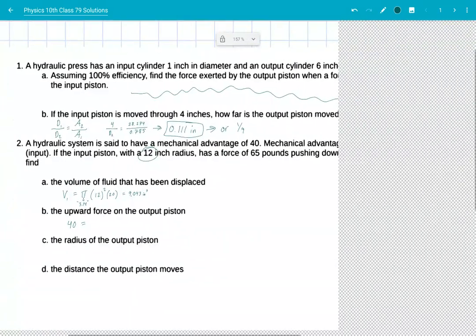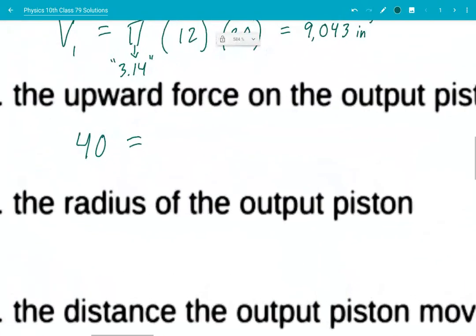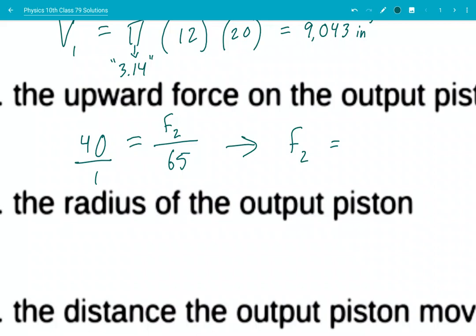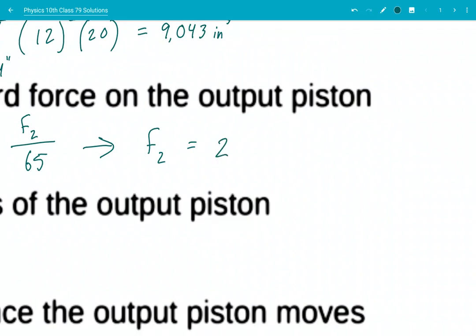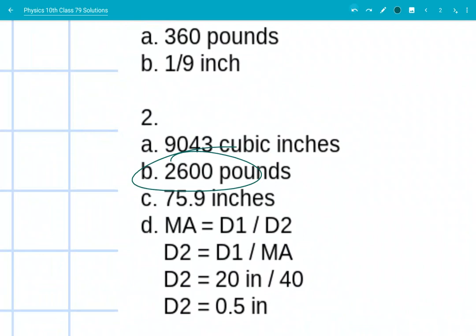Now, let me look at the formula one more time. F1 is on the bottom. So F2 divided by F1 is 65, right? So it's like saying 40 over 1. Cross multiply, and you get F2 is really 40 times 65, 2,600 pounds. You know it's pounds because they're asking for force. Right? Let's check with NASA. 2,600 pounds. Just like that.